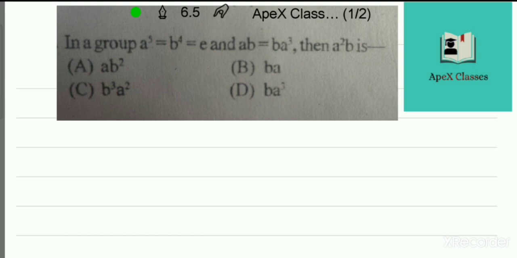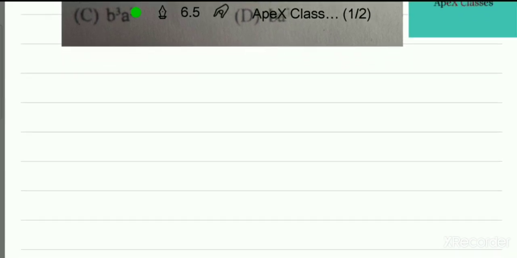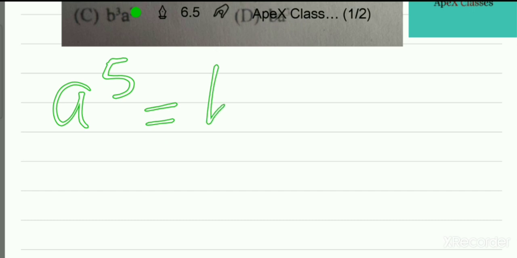The question is, in a group a raised to the power 5 is equal to b raised to the power 4 is equal to e, and ab is equal to b into a raised to the power 3, and we have to find the value of a square b from the given four options. So first of all, we are given a raised to the power 5 is equal to b raised to the power 4 is equal to e.